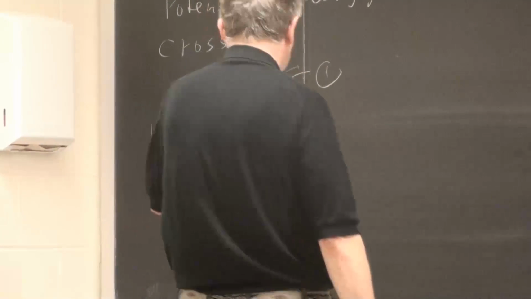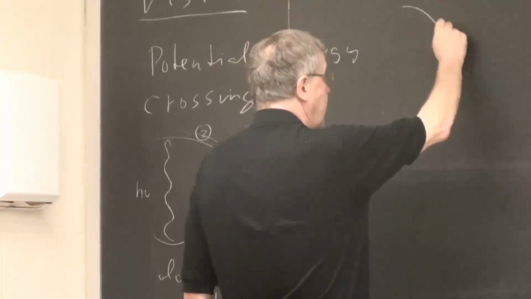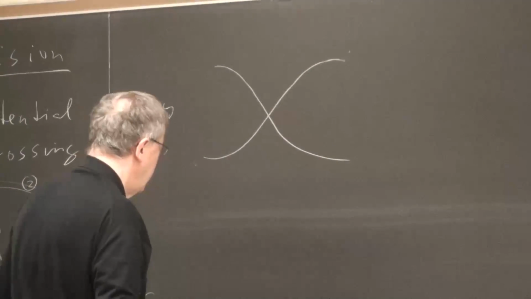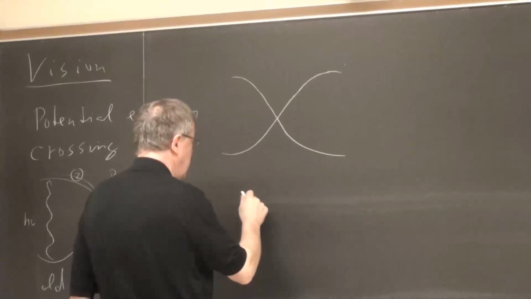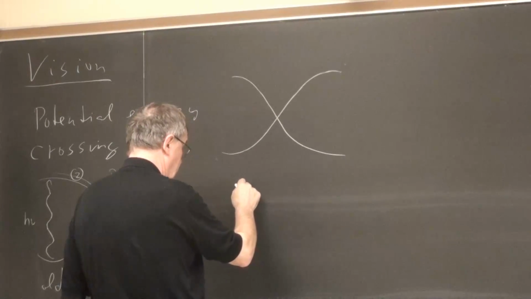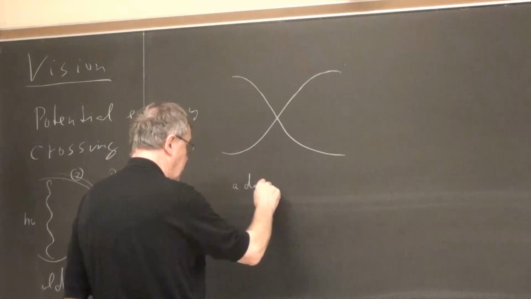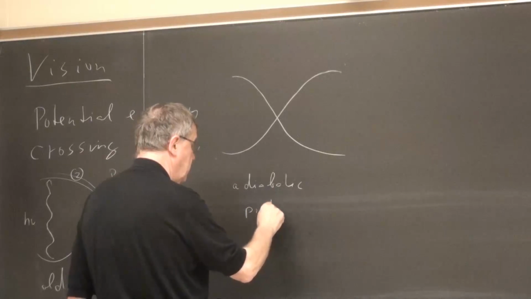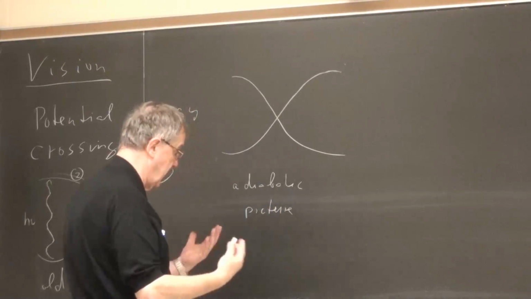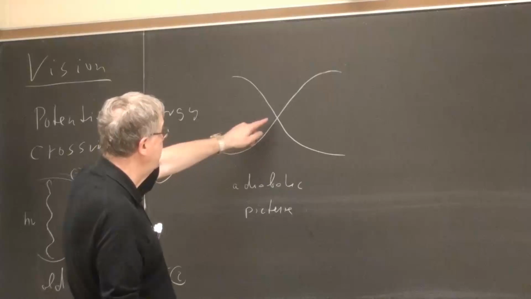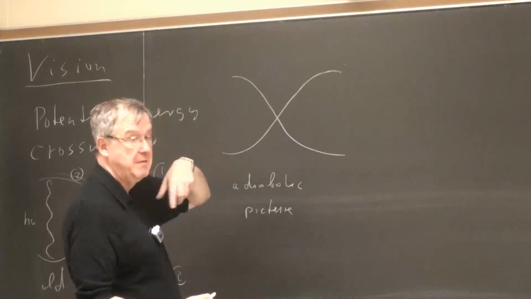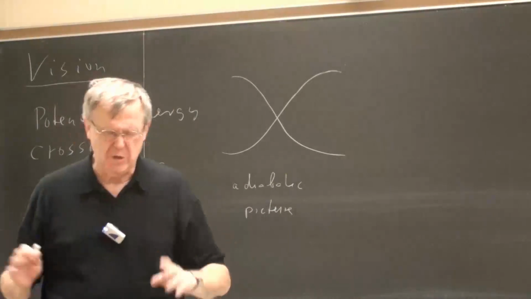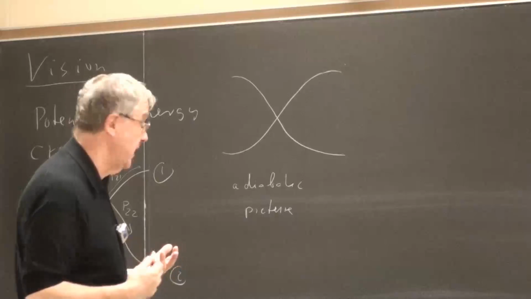So if we look at this one, then I draw it here again. I call this one the adiabatic picture. And why I give it this name, you will see in a moment. So this adiabatic picture, this is how we go. Now, if these states do not interact with each other, then that's the whole story. But these states interact with each other.